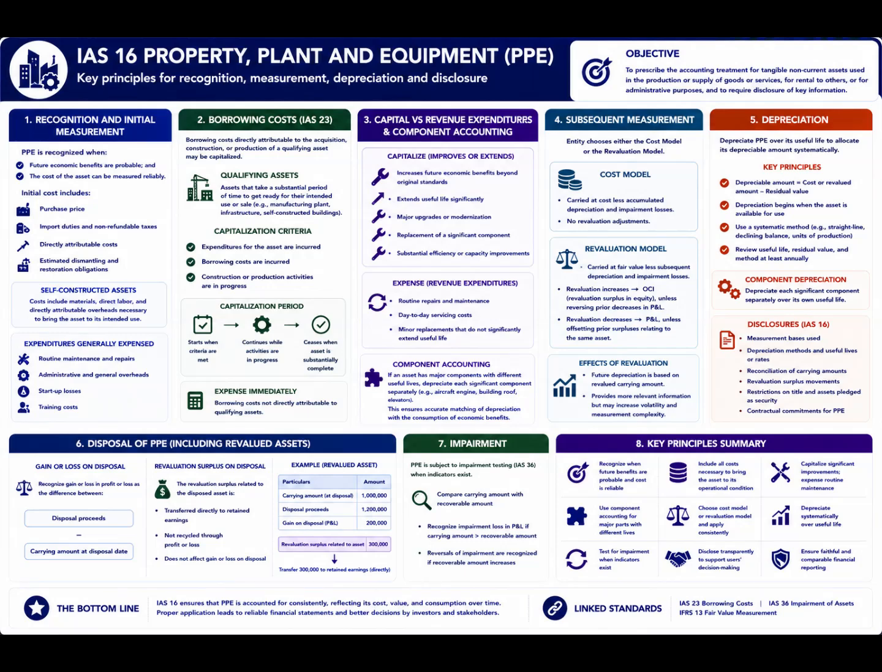IAS 20 government grants and IFRS 5 non-current assets held for sale introduce additional reporting considerations linked to property, plant, and equipment. Government grants related to PPE may be recognized either as deferred income or deducted from the carrying amount of the asset. Grants are recognized systematically over periods, benefiting from the related asset use.